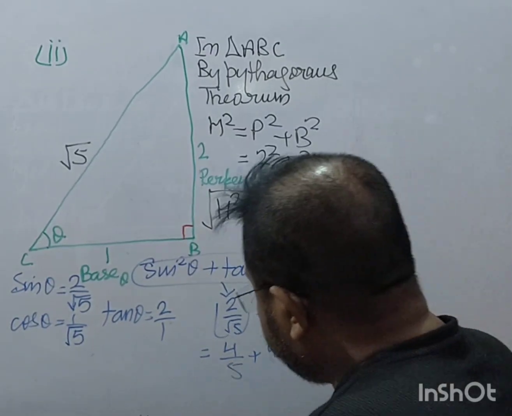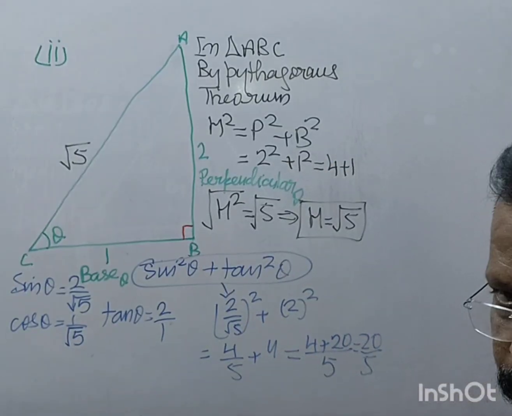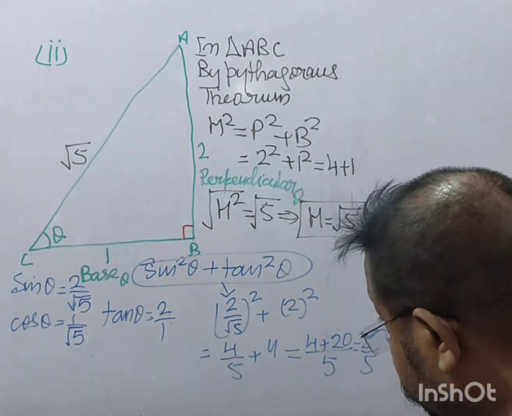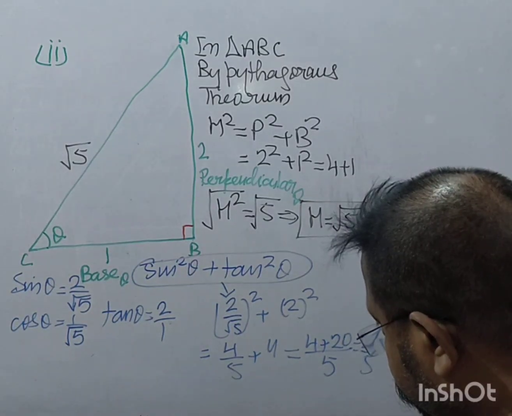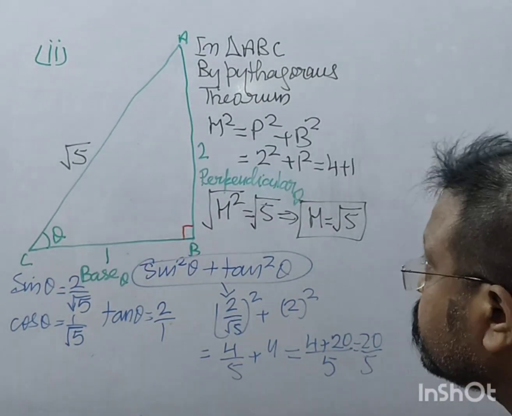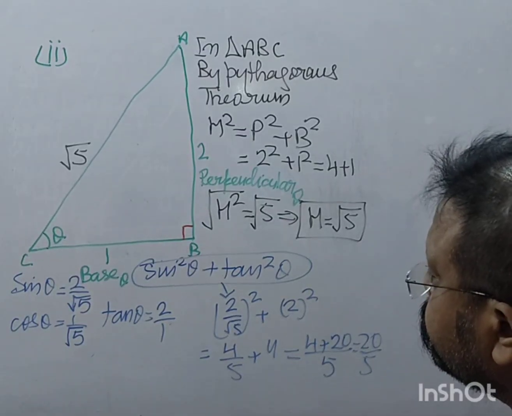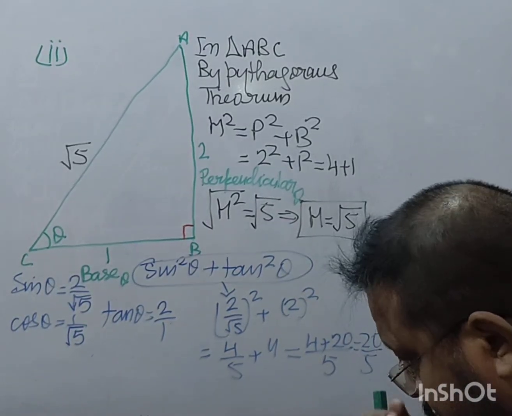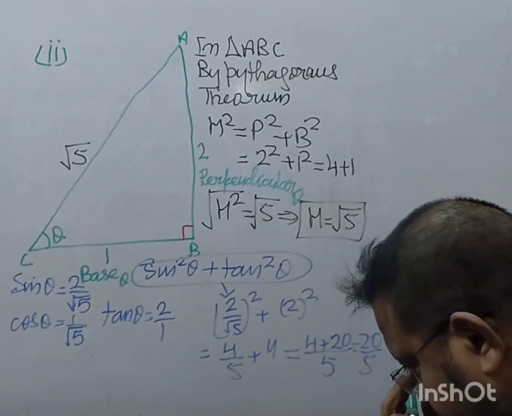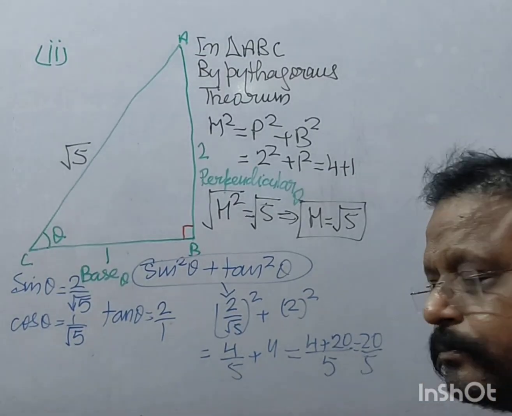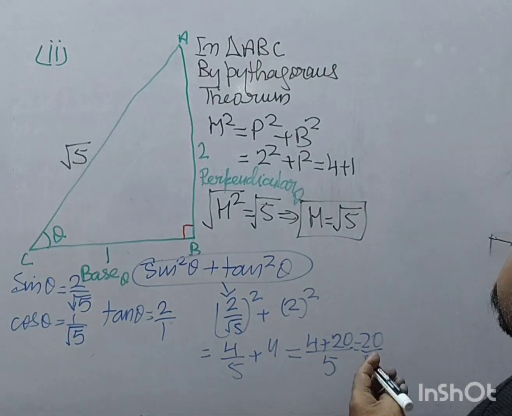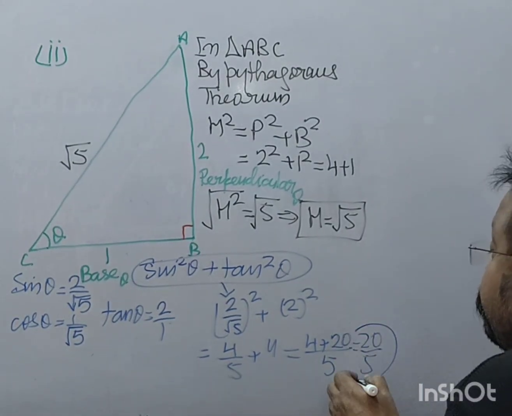Is it? What is your answer? Are some other parts there? Oh no sir, we have only this part. Okay, so 20 by 5. Whole 4 upon 5. Yes sir. 20 by 5.